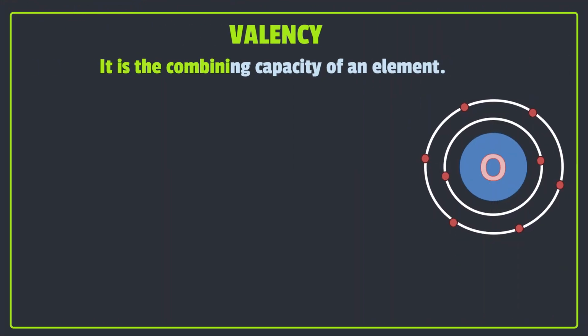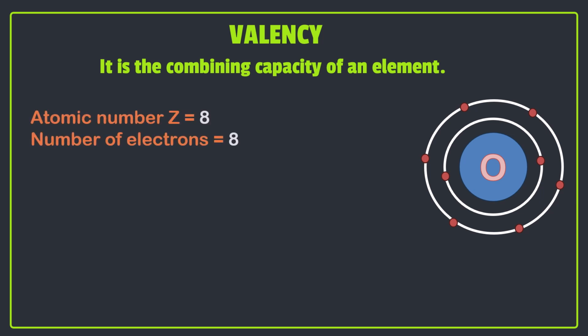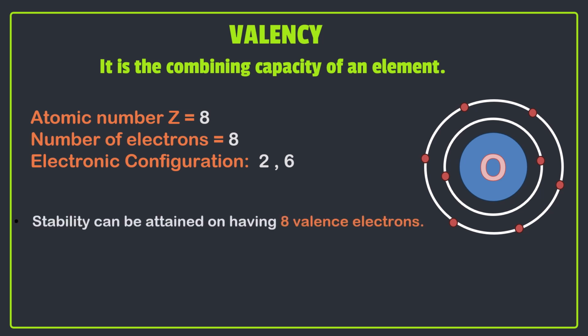Valency. Valency is the combining capacity of an element. Let's take a closer look at an example of an atom of oxygen. The atomic number of oxygen is 8, which means the number of electrons in an atom of oxygen is 8. So the electronic configuration will be 2,6. We also know that the stability can be attained on having 8 valence electrons. This means that there needs to be 8 electrons on the last or valence shell of an atom of oxygen.